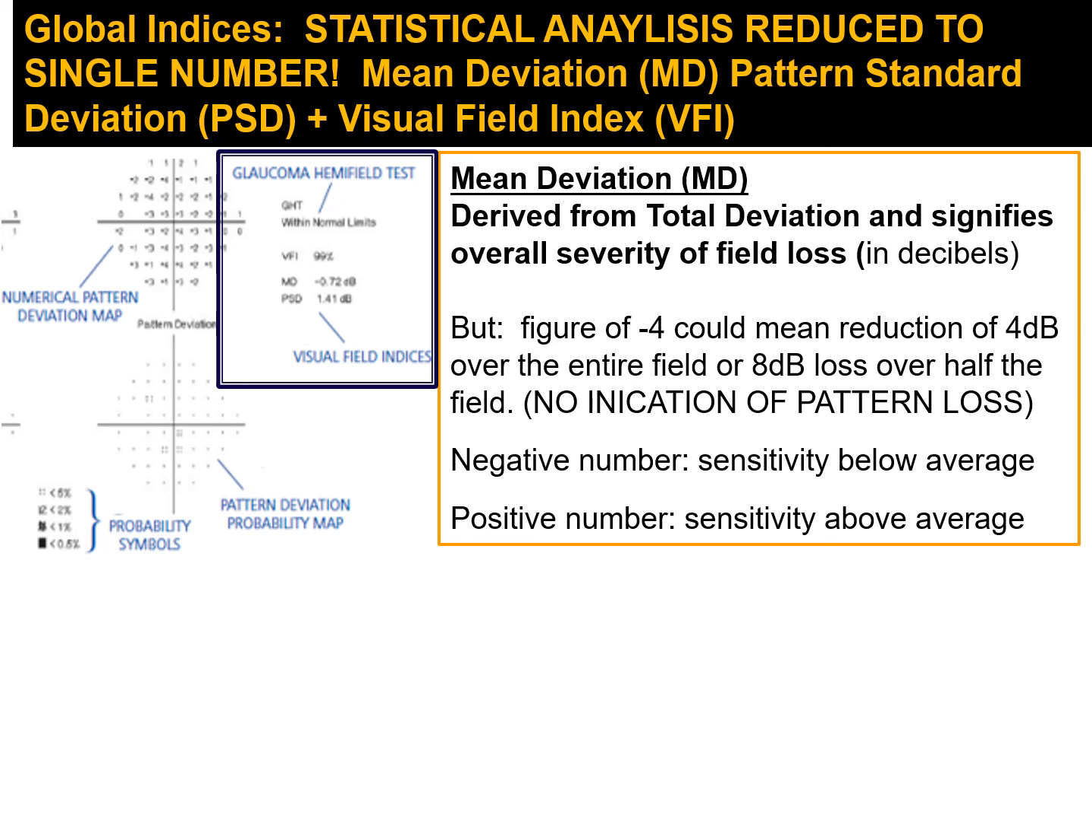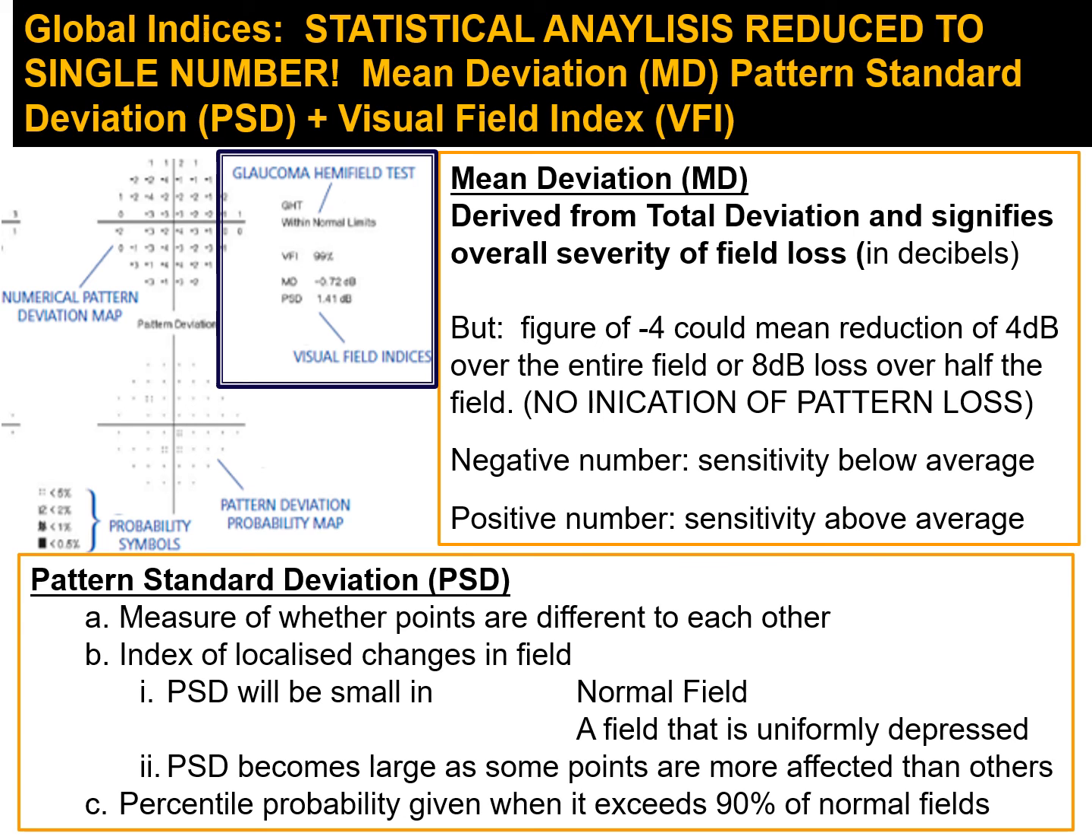A negative number is sensitive below average, a positive number sensitive above. Pattern standard deviation is whether points are different to each other. So it's an index of localized changes in the field. So a PSD will be small in a normal field, obviously, but also in a field that is uniformly depressed.